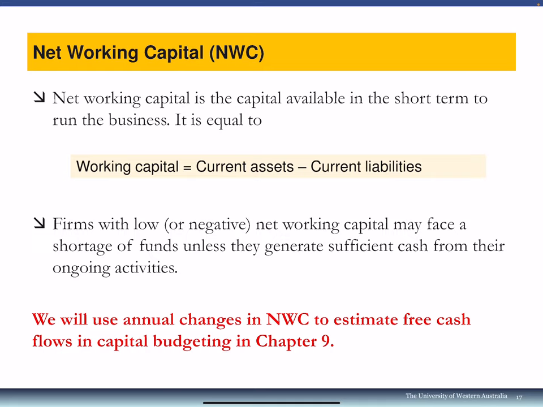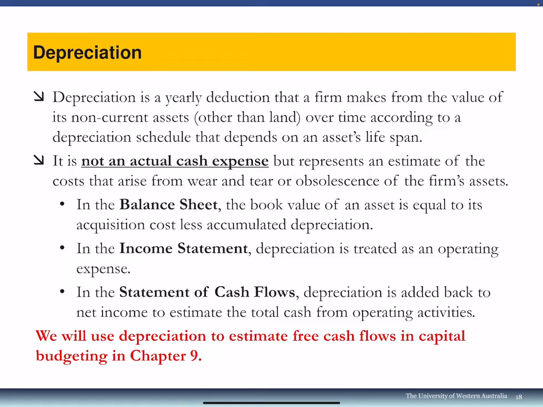All right, so now the term depreciation. So the depreciation comes from non-current asset section. You remember we saw that a few slides ago, and this is an important slide. So please make sure that you revisit these slides whenever you have doubt. So depreciation is a yearly deduction that a firm makes from the value of its non-current assets other than land over time, according to a depreciation schedule that depends on an asset's lifespan. It is not an actual cash expense, but represents an estimate of the cost that arises from wear and tear of the firm's asset.